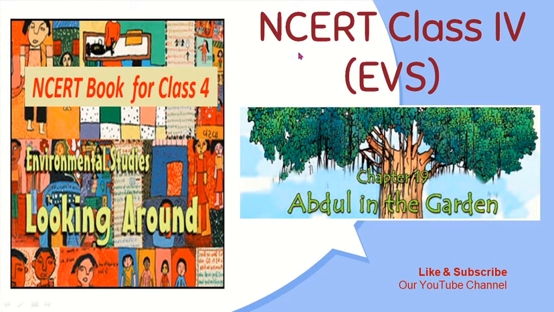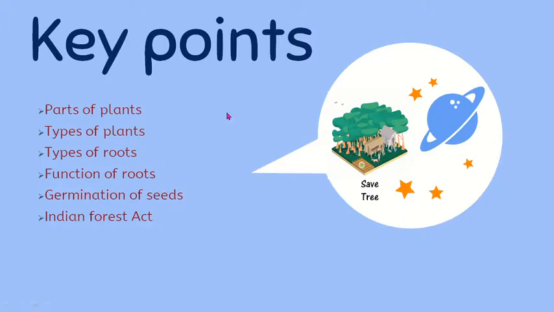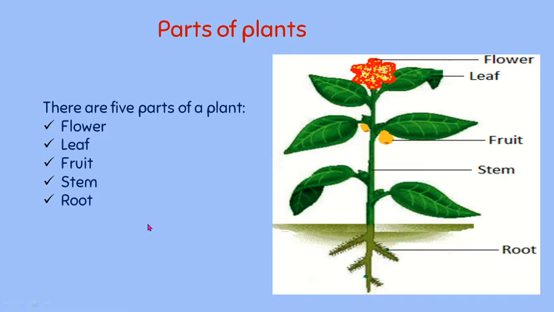Today I will explain to you NCERT class 4th EVS chapter 19, Abdul in the Garden. These are some key points: parts of plants, types of roots, function of roots, germination of seeds, Indian Forest Act. Before starting this chapter, we should know some important terms, like parts of plants.